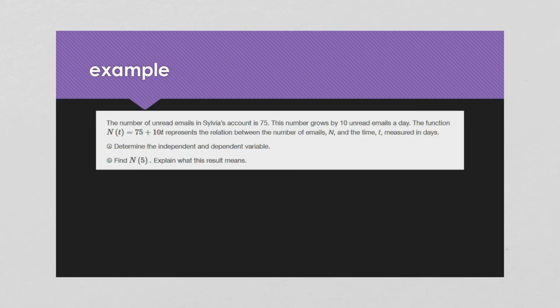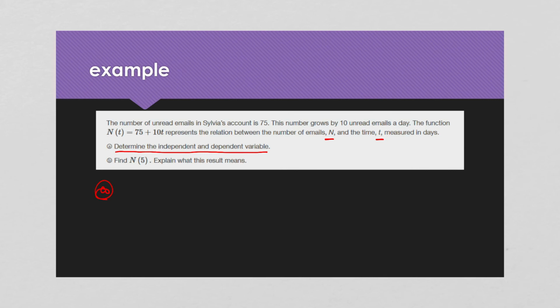All right, so let's look at Sylvia's emails. So the number of unread emails in Sylvia's account is 75. This number grows by 10 unread emails a day. The function n of t, that's how you would pronounce that, n of t is equal to 75 plus 10t, represents the relation between the number of emails, n, so n is our number of emails, and time, t measured in days. Determine the independent and dependent variables.